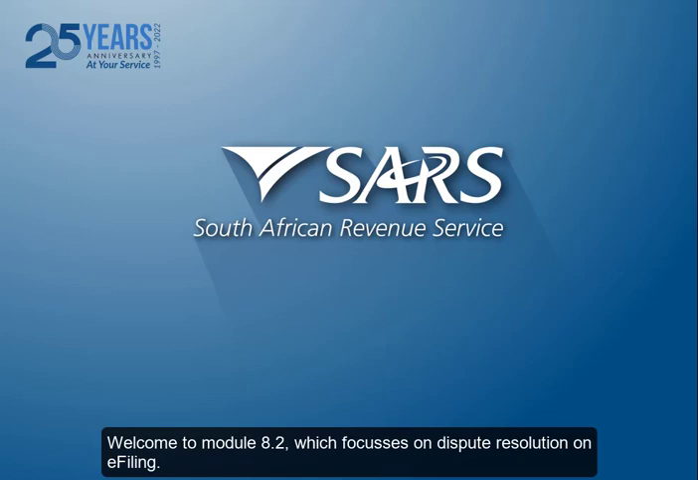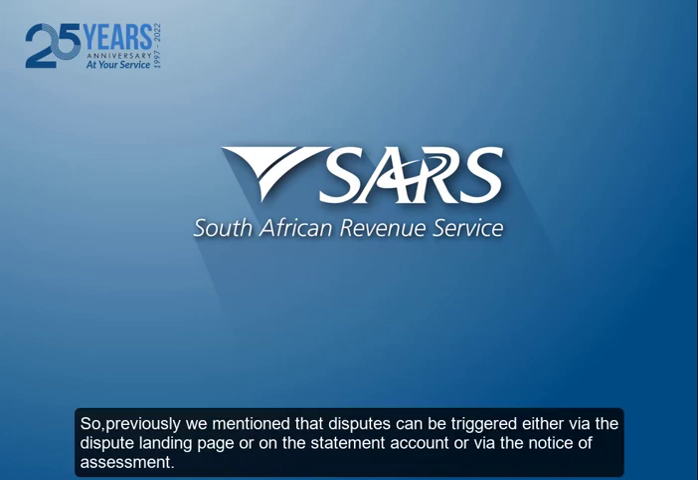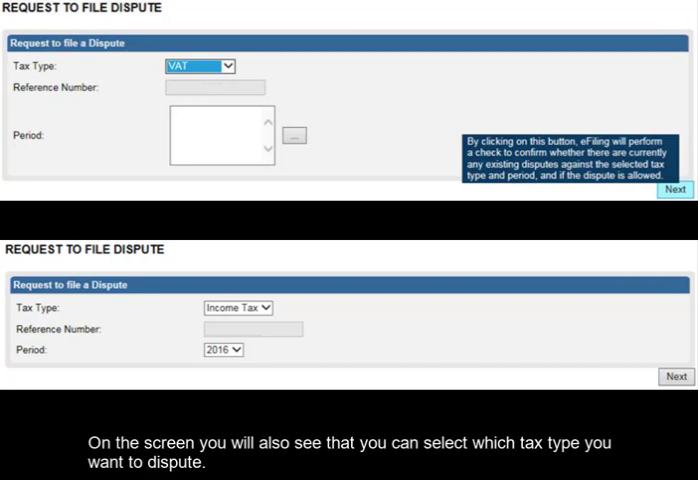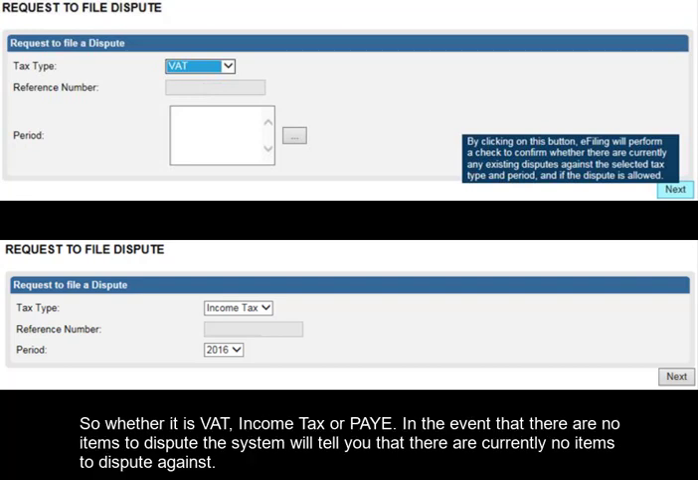Welcome to Module 8.2, which focuses on dispute resolution on e-filing. Previously we mentioned that disputes can be triggered either via the dispute landing page, on a statement of account, or via the notice of assessment. On the screen below, we have now selected the dispute landing page. You can also select which tax type you want to dispute, whether it is VAT, income tax, or pay-as-you-earn.